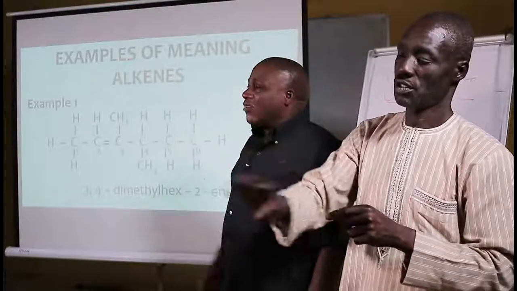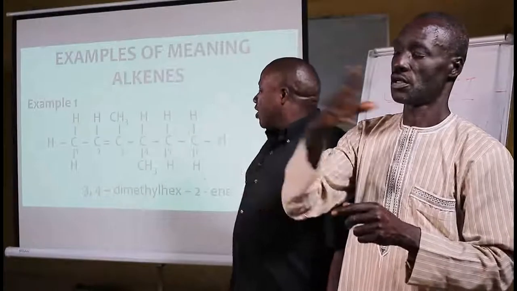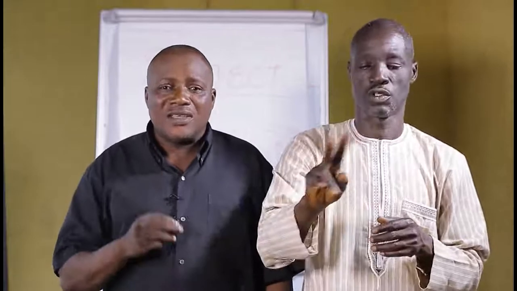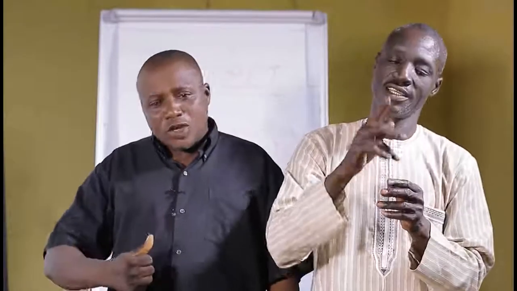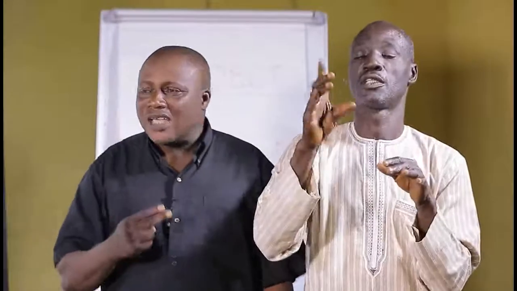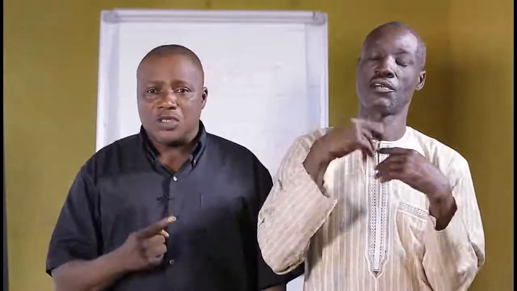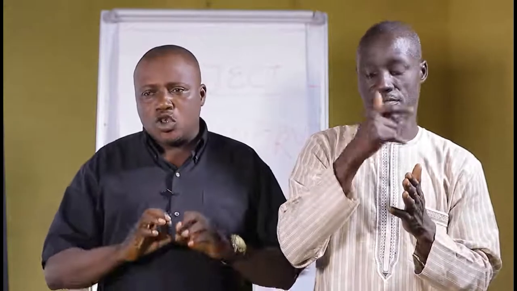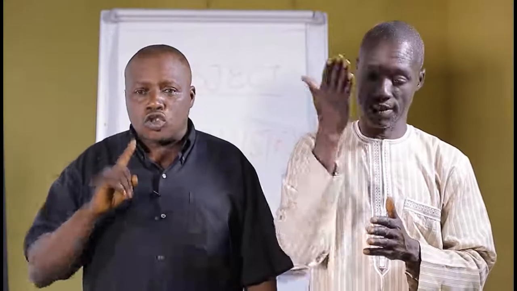At carbon 3, we have a methyl, and at carbon 4, we have another methyl. Because the methyls are 2, we say di. If it is 3, we say tri. If it is 4, we say tetra. But for this compound, it is 2, so we call it dimethyl. We have to state the position of the substituents, so we say 3,4-dimethyl. The parent of the compound is hexene, so we say hex-2-ene. Why are we saying hex-2-ene? It is hex-2-ene because the double bond is located at carbon 2.